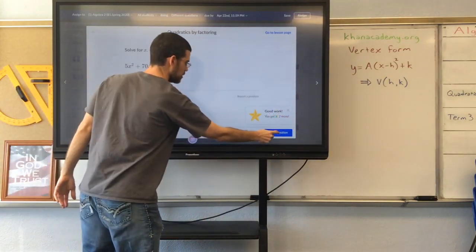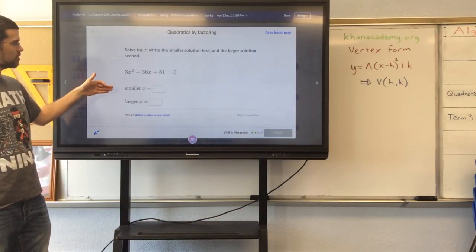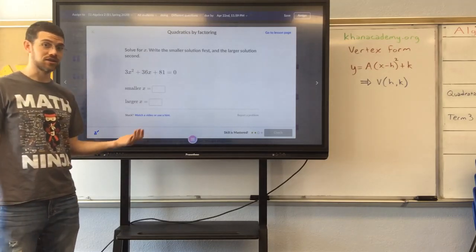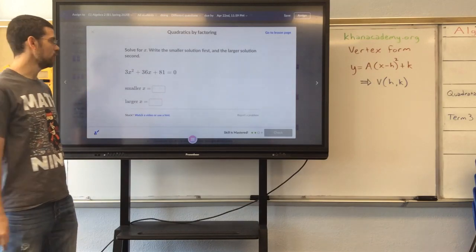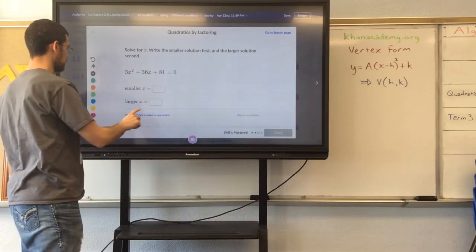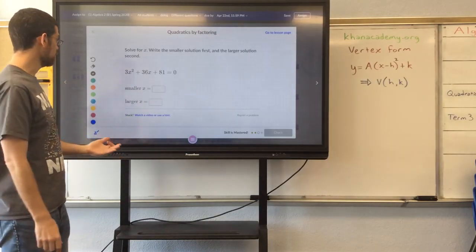On to the next question. Solve for x, write the smaller x first, larger x second. So this is telling us it's not a perfect square trinomial because if it were, it would have one x value that made the equation true. Okay, so we want to first see if there are any common factors.